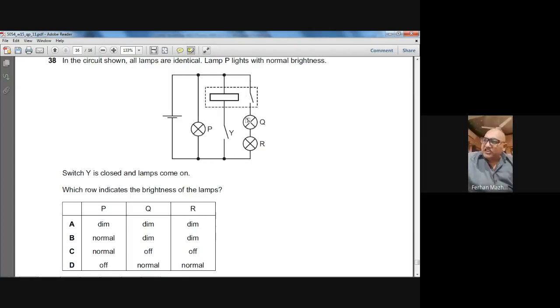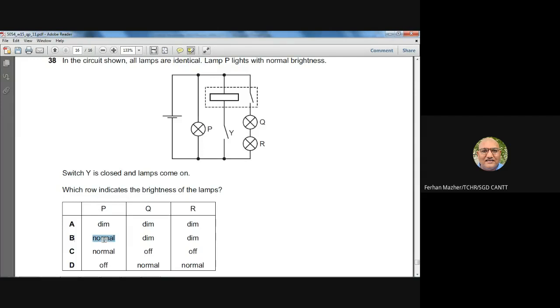But in this branch, the total voltage drop will be equal to the EMF of the battery, and these two are in series with each other. So half of the voltage will be taken by R, and half by Q. As compared to lamp P, they are both getting half the voltage. So P will be at normal brightness, and Q and R, getting half the voltage, will be dim.